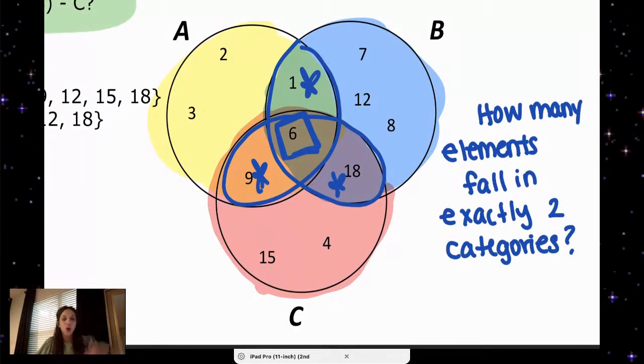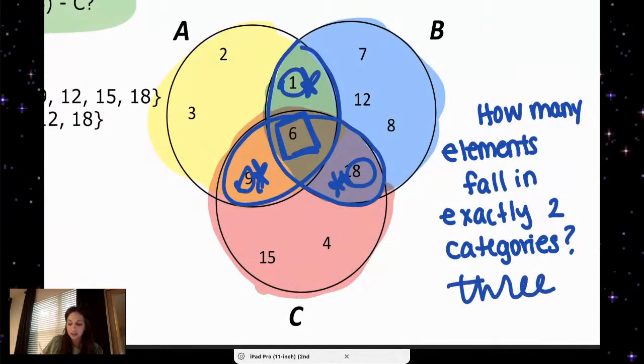How many intersections does the 6 have? All 3. All 3 circles are intersecting at the 6. So how many elements? We only have 1, 2, 3 elements that fall in exactly 2 categories. How many elements total are represented by this data? I would just count 1, 2, 3, 4, 5, 6, 7, 8, 9, 10, 11.